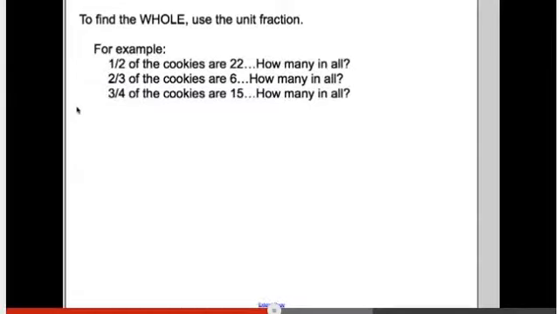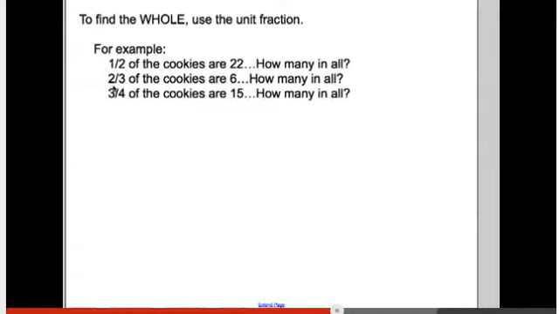Now remember, a unit fraction is when the numerator is 1. So like 1/4, 1/7, 1/9. You're not always going to be given the unit fractions. Sometimes you are. Let's take a look at some examples. If 1/2 of the cookies are 22, how many in all? Well, 1 out of 2 groups is 22. So 2 out of 2 groups would be 44. So 44 in all.